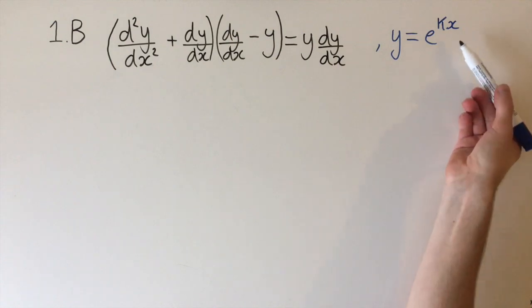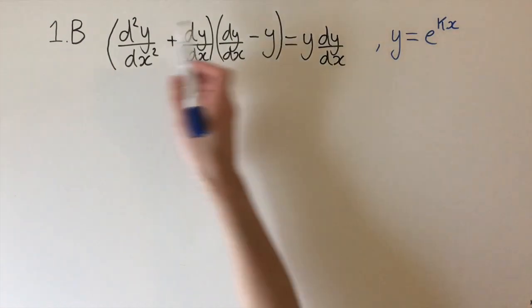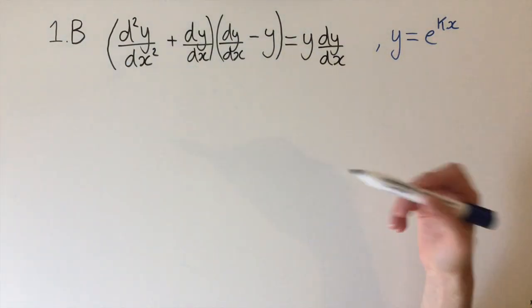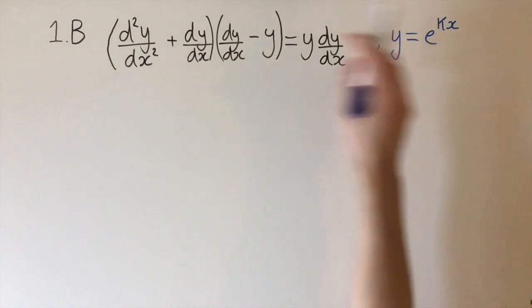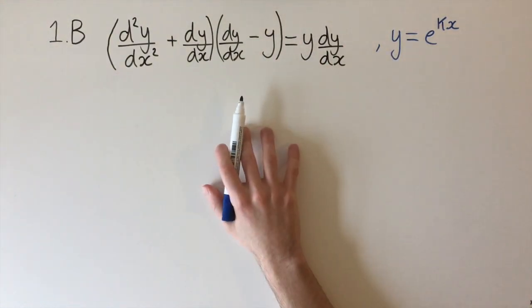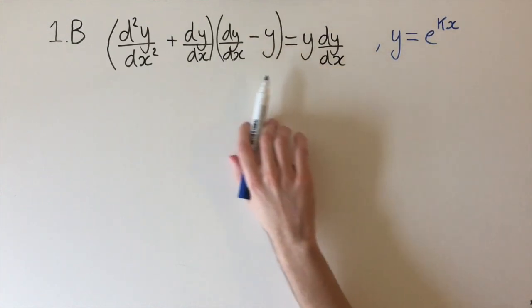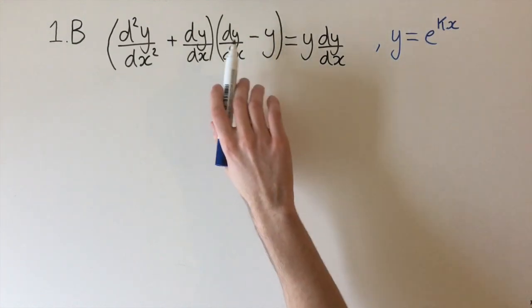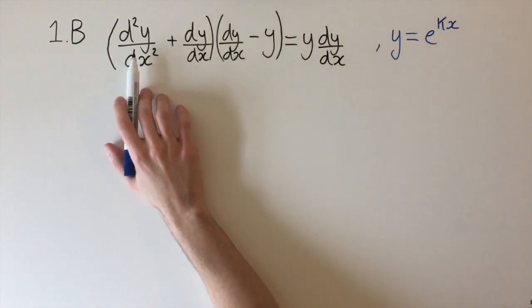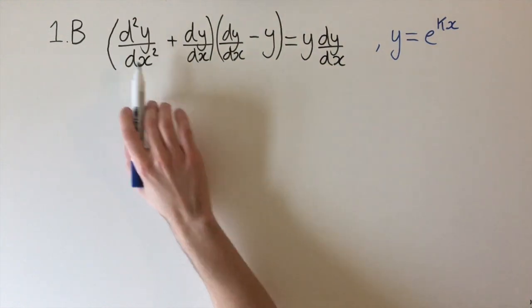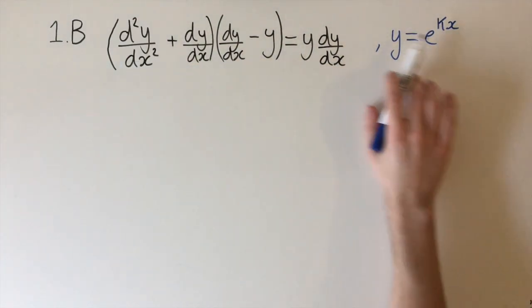And the question is, for what values of k does this equation hold? And in particular, for how many values of k is this equation true? Although it looks quite scary, it's actually quite straightforward. All we need is to calculate dy/dx and d squared y over dx squared, and then we can just sub them in.